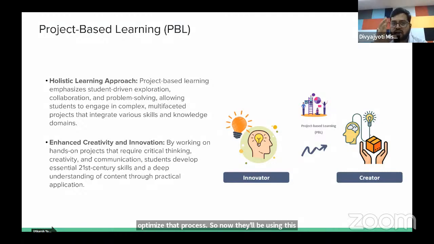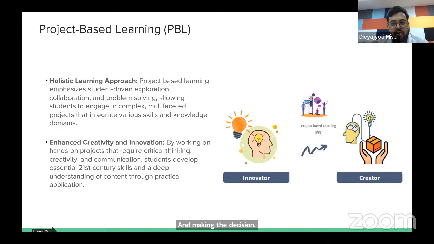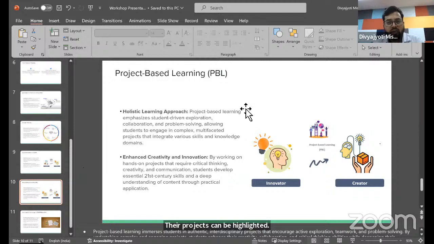They'll be using the critical thinking. They will be gathering the information, analyzing the best way, and making those decision to solve in such a manner that their projects can be highlighted. So such kind of concepts we are working with.